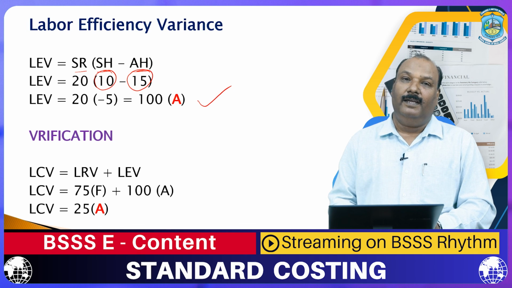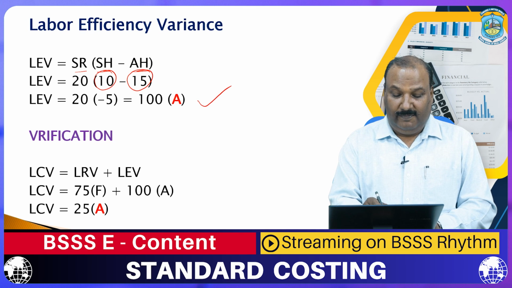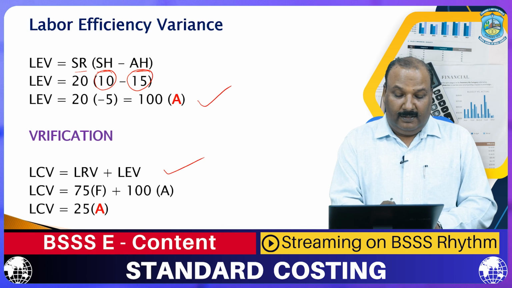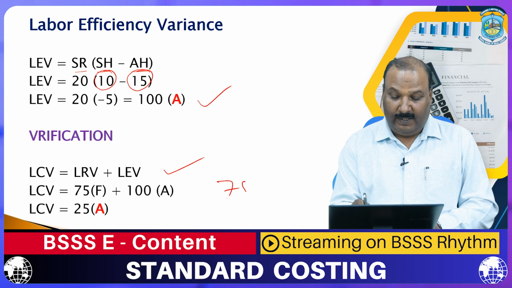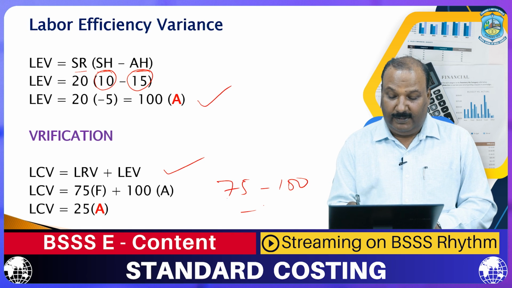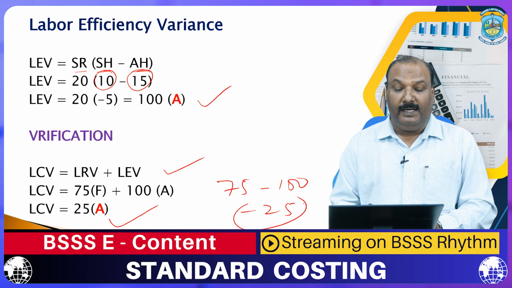Now, we will verify the labor cost variance. Labor rate variance plus labor efficiency variance, where the value is 75 rupees, which was positive, plus 100 rupees, which was adverse, means 75 minus 100. The difference will be minus 25, which is a negative value. So, the labor cost variance is adverse.